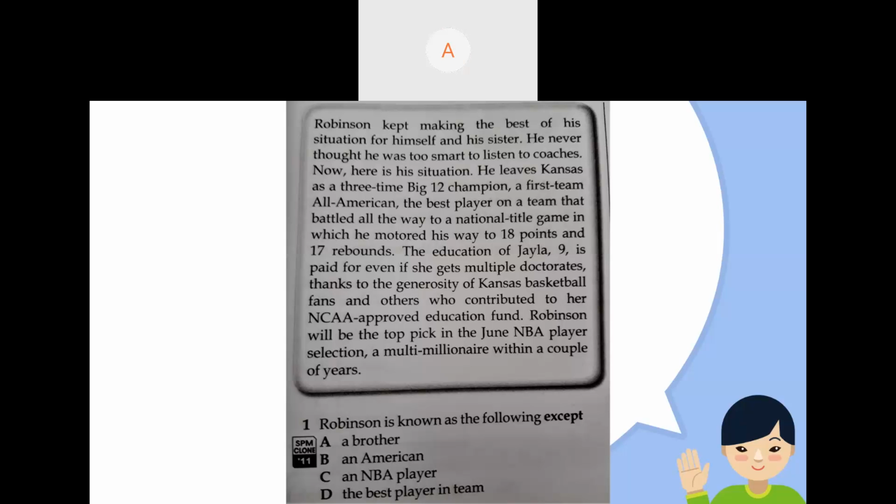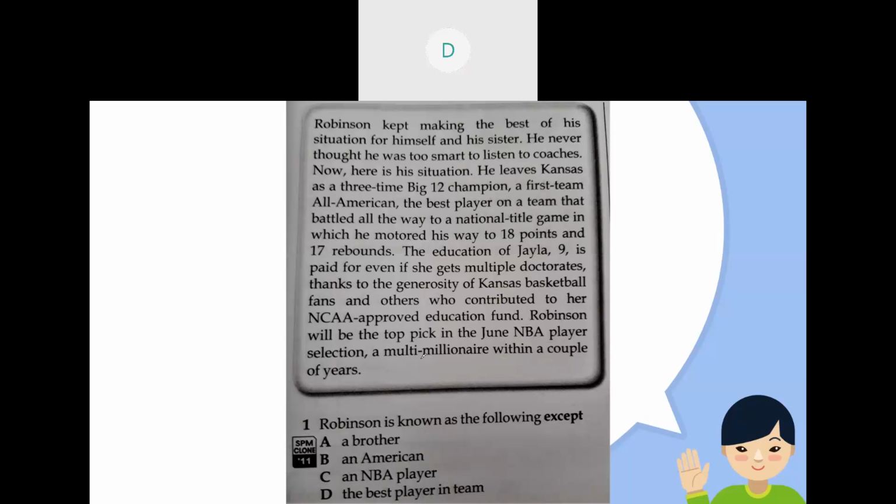B. An American. Are you sure? Look carefully. Scan. Brother. Brother. Yeah, an American. An American? Okay. NBA player. Teacher, D. No, B is not the answer. Look carefully. D. The best player in team.